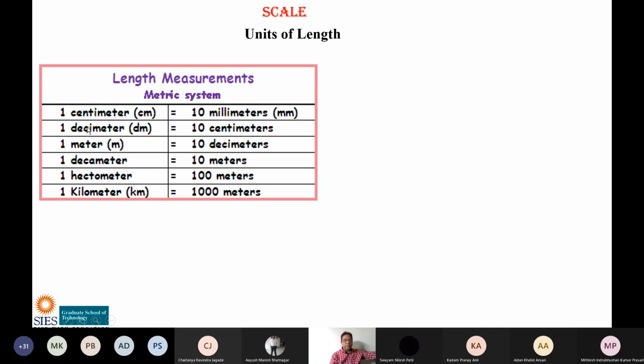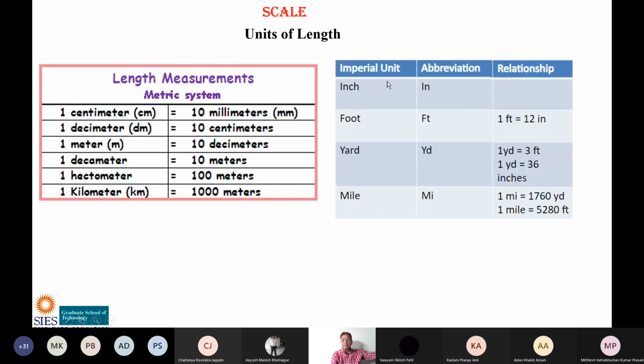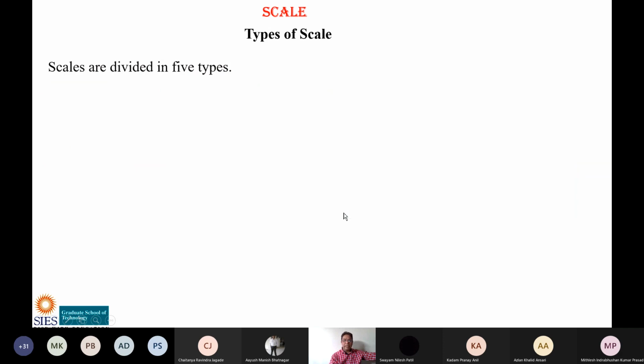Length of unit. So this you know, 1 centimeter is equal to 10 millimeter, then 1 decimeter is equal to 10 centimeter. All these things you can go through this. These are metric system, and in empirical unit we have a relation between inch, foot, yard, and mile. So 1 yard is 3 feet, okay, and 1 foot is 12 inch, and all those things. 1 mile is this much yard. So you can go through this. I will share it with you.